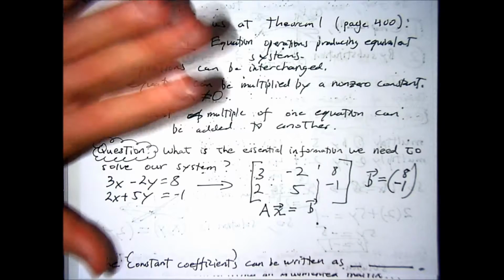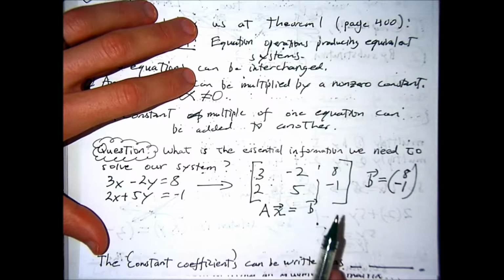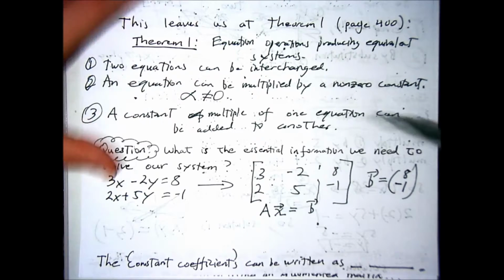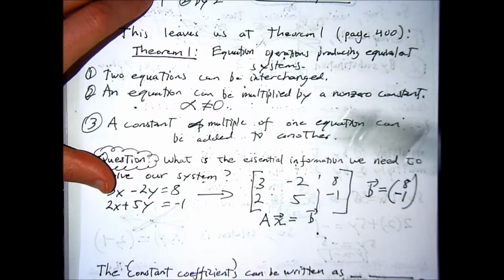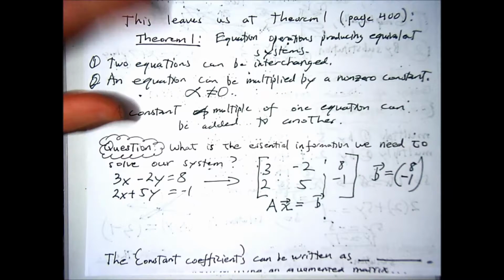So this is really all we need. We don't need to keep writing x and y. We just need the coefficients and the constants. And then we need these equation operations, which really become row operations for matrices. And we can solve this system.